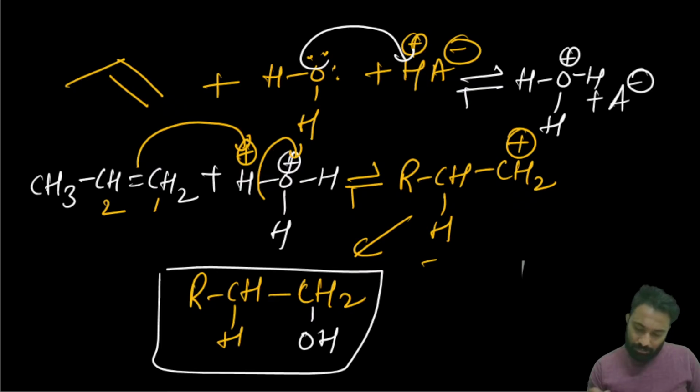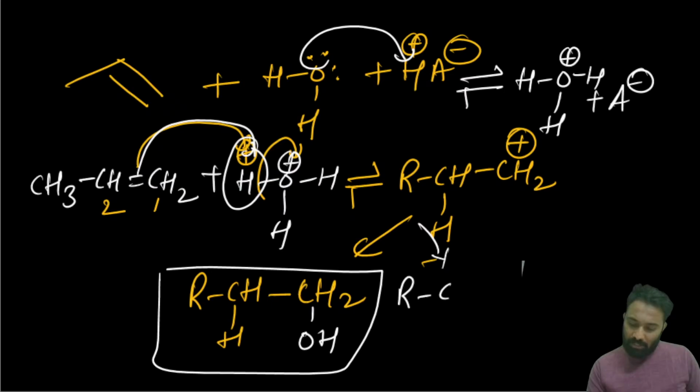If suppose this sigma bond pair, the pi bond pair of electrons, is given to this electron deficient center, now if it is provided this type of carbocation, it is provided, this is more stable.